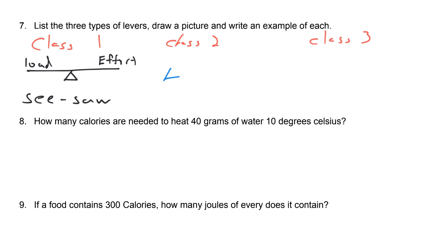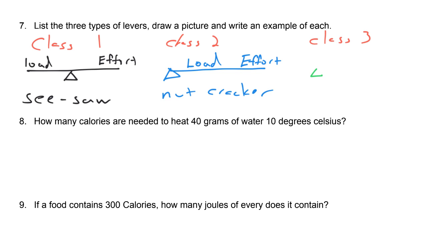Class 2, you put the fulcrum at one end. You put the load in between you and the fulcrum, and then you put your effort further out on our lever arm. And this gives you a mechanical advantage. So this is something like a nutcracker. A nutcracker gives you a mechanical advantage, so greater force, which helps you crack walnuts.